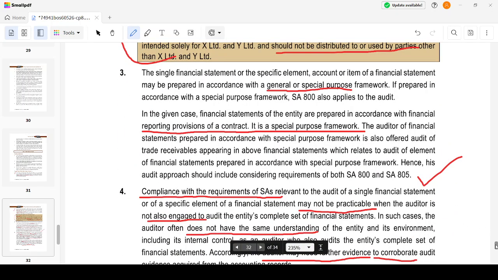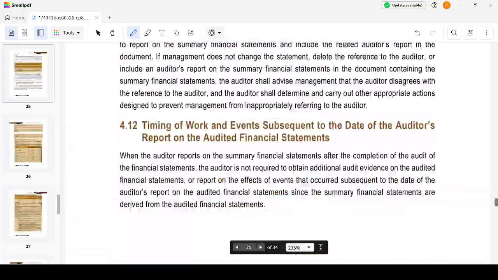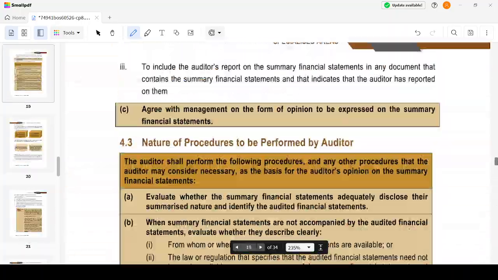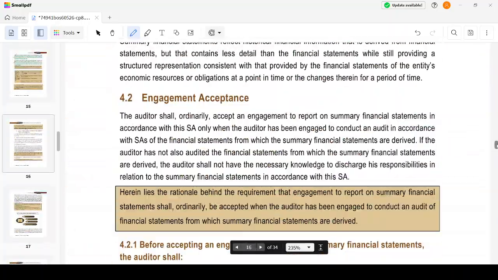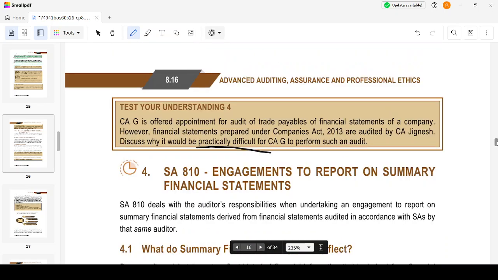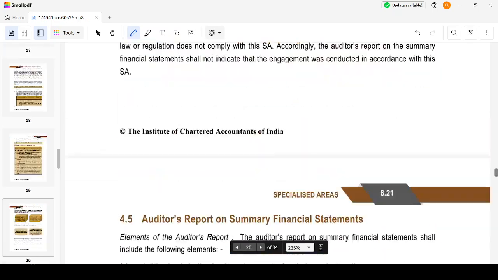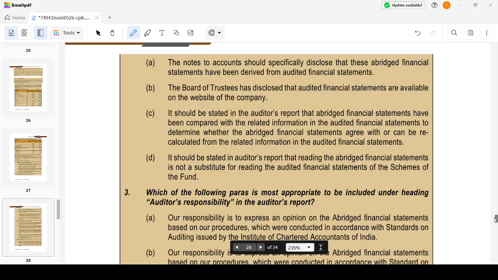Now, next question. Let's see what the next question is. Test your understanding here. CA G is offered an appointment for audit of trade payables of the financial statement of a company, but he is not doing the complete financial statement audit. What is the practical difficulty which he may experience? What have you discussed there?